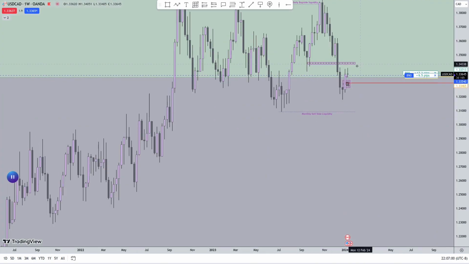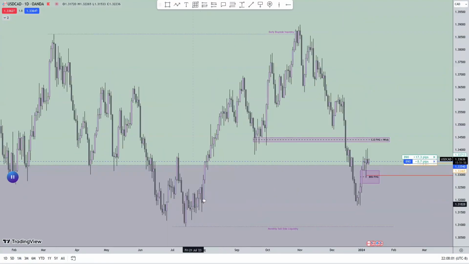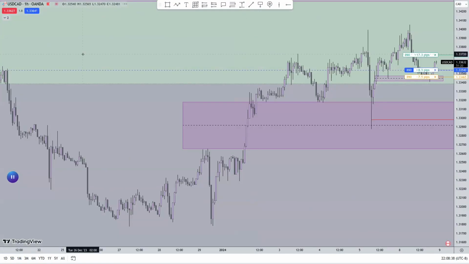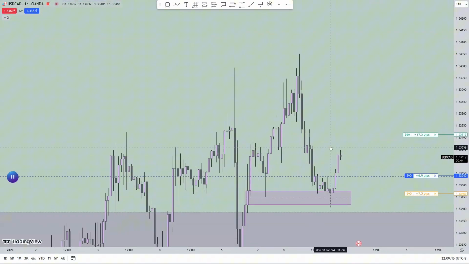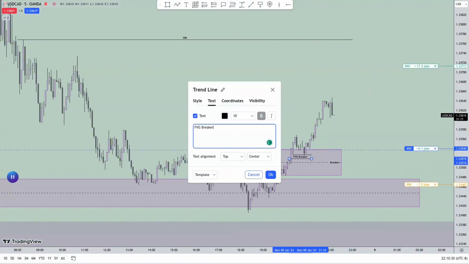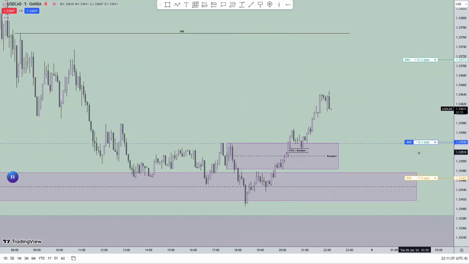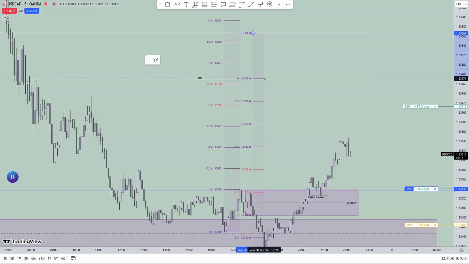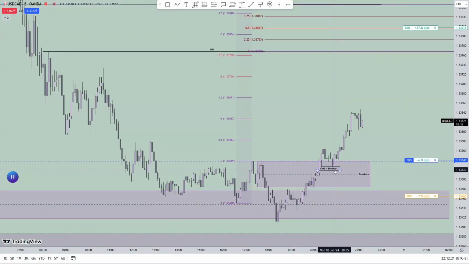You can see right here, we're in a premium and discount. Just marking up some things. Here we have the balance price range. We're marking up the SIBI. That's what we're going to target. Here's the breaker block. That's where we took our entry from, the fair value gap that aligned inside the breaker. We drew the standard deviation from the manipulation leg, and we're targeting 50% of that SIBI.